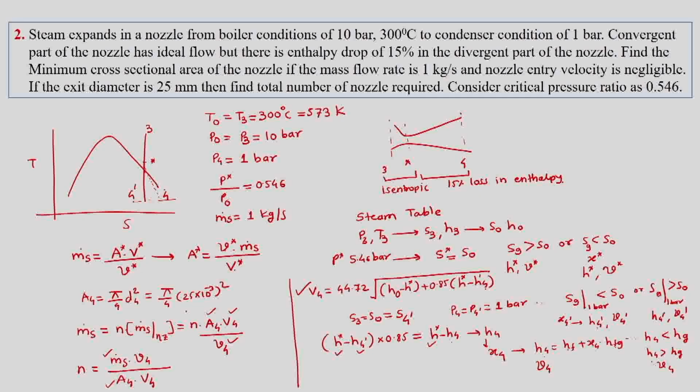So now we know V4, and then with the total mass flow rate of the steam given, we can find out the total number of nozzles. Here we should remember that this number will always be an integer, it cannot be a float. So whatever be the nearest integer, we have to consider that as an answer. This is how we have to solve the example which accounts for the losses. So now let us see the next example.